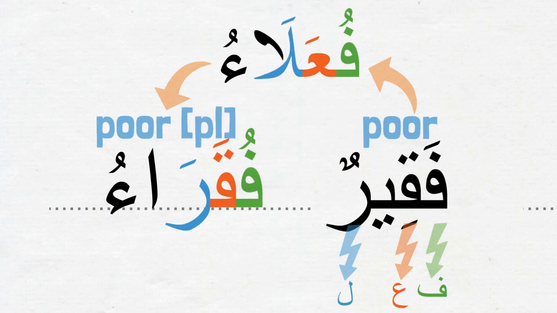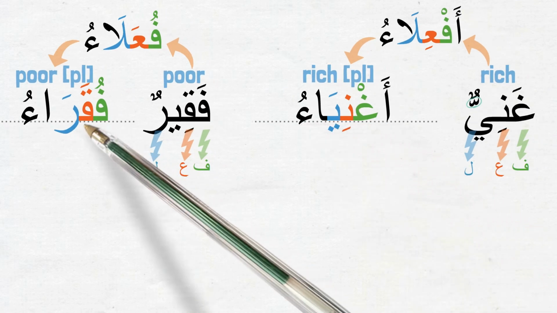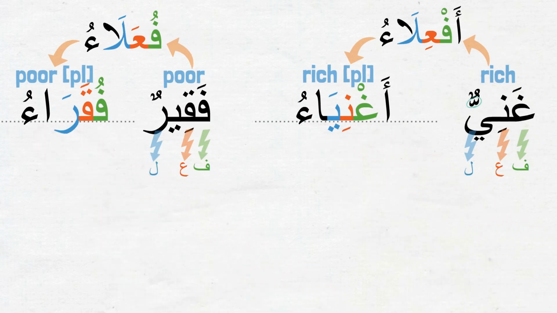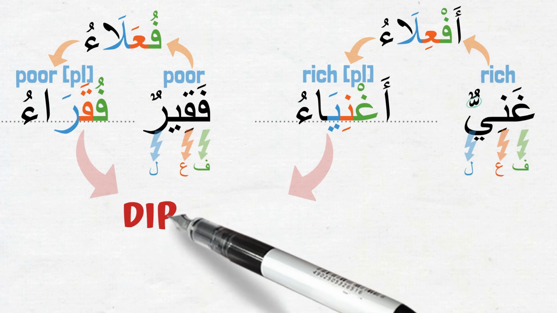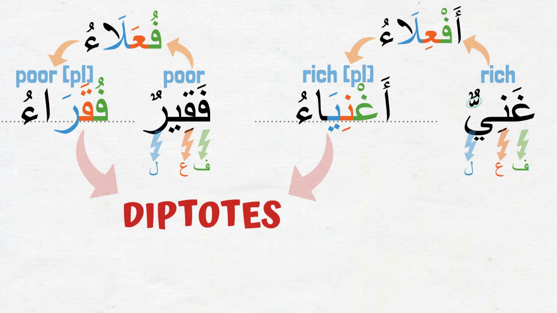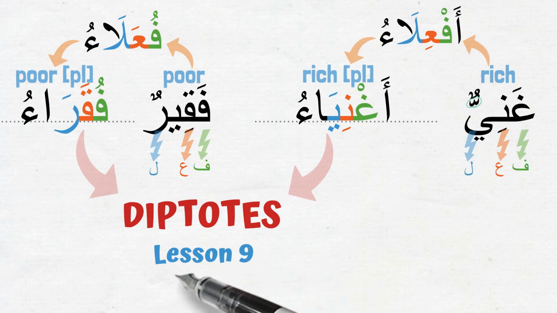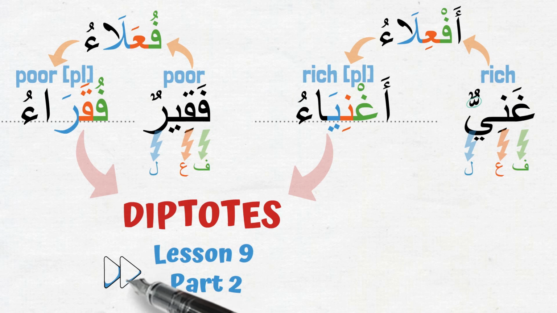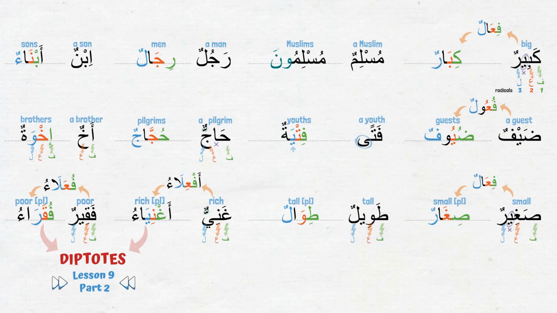You may have noticed the last two plurals, aghniya'u and fuqara'u, do not end with tanween, even in nakira form. If you are interested to know the reason for this, I will tell you that the broken plurals with the patterns af'ila'u and fu'ala'u belong to a special category of ism called diptotes. We've talked about diptotes before in our episode for Lesson 9 and Part 2. I suggest you revisit that video if you'd like to refresh your memory about diptotes. We will get back to talk more about diptotes in the last two lessons of this book, inshallah.